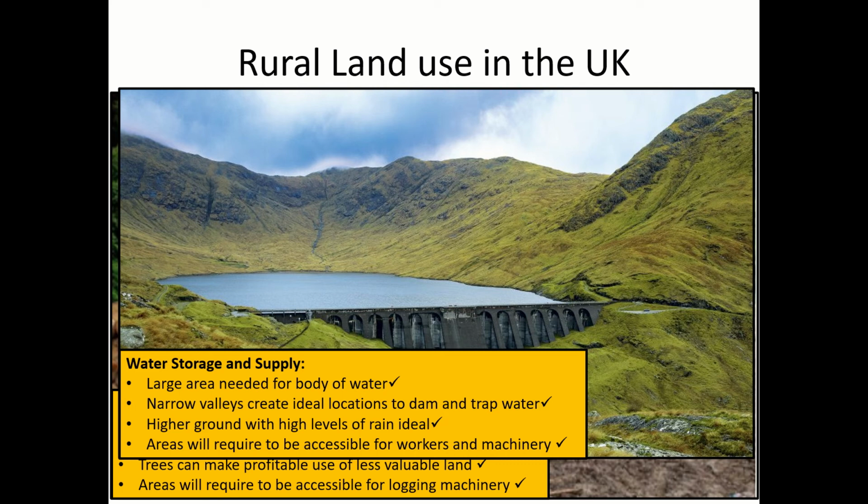And so it's easier to block a narrow valley than it is to block a wide valley. Higher ground tends to be sensible because it has a higher level of rainfall, and clearly you're going to need a lot of rain to create the levels of water required. And once again, you're going to need access to the area for maintenance and construction.